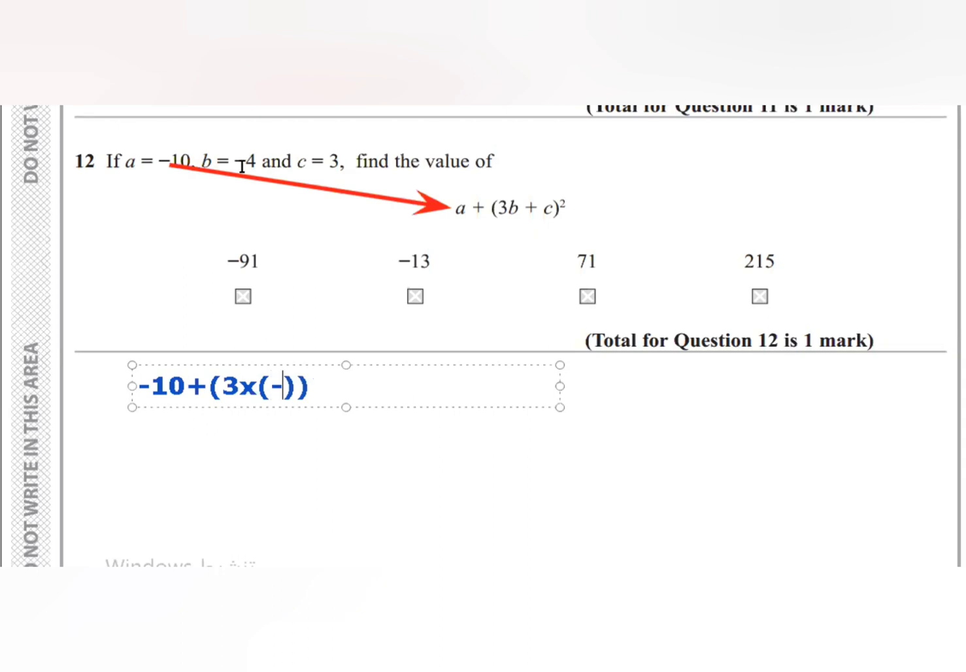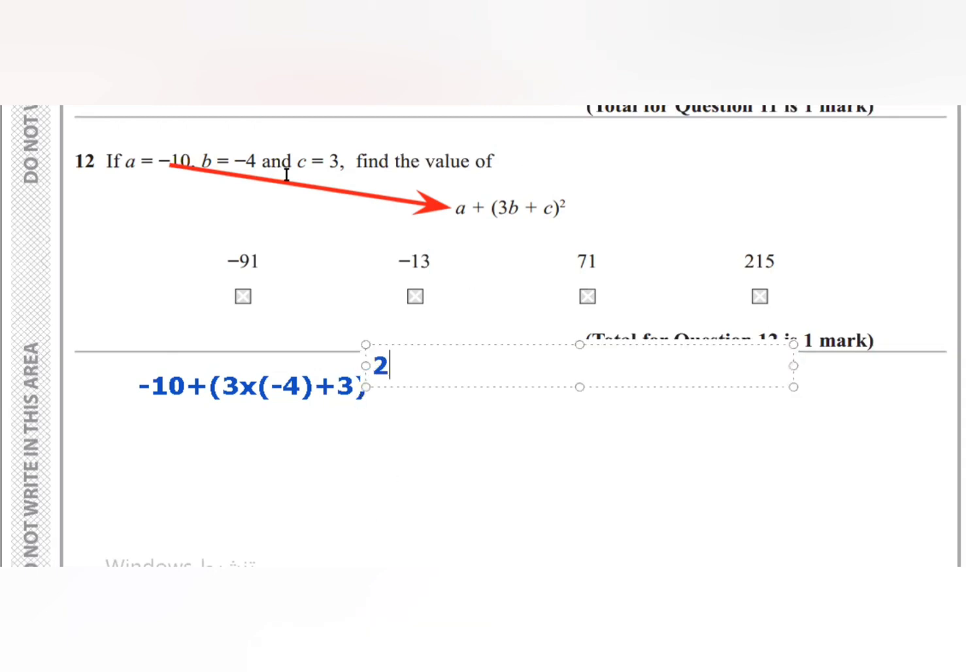So here I'm going to put -4. And then after multiplying 3 by B, because B is -4, I put it inside a bracket. Now plus C, and C equals 3, so plus 3. And then outside we have square or power of 2, so I'm going to put power of 2 here. Make it smaller so you can see it as a power, like this. Now that's the idea of this question.